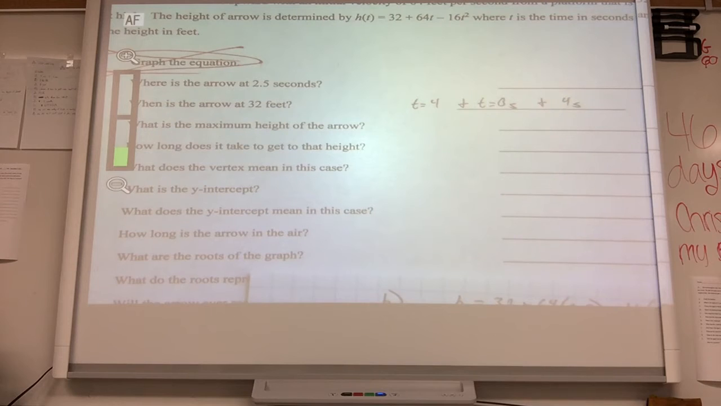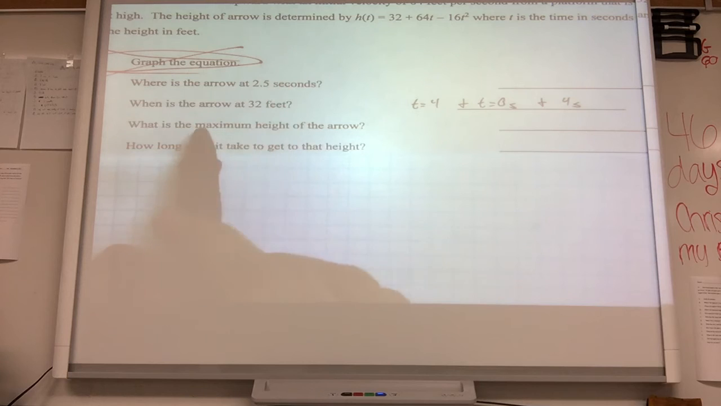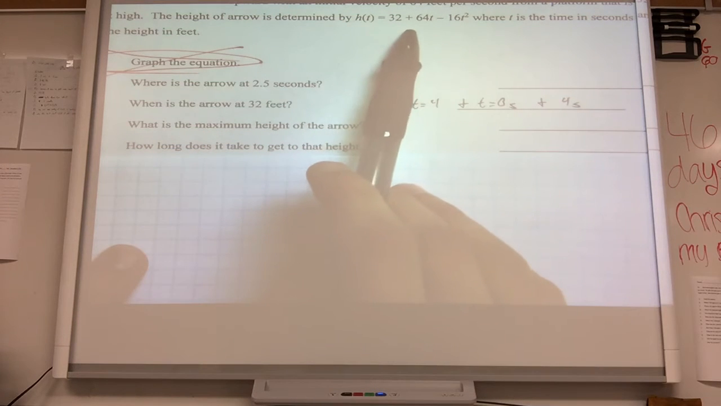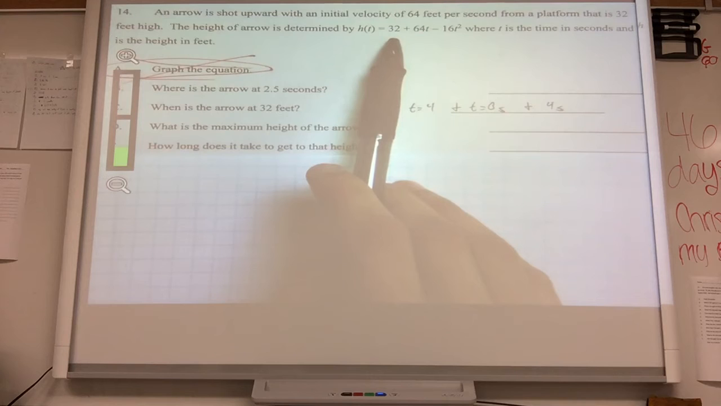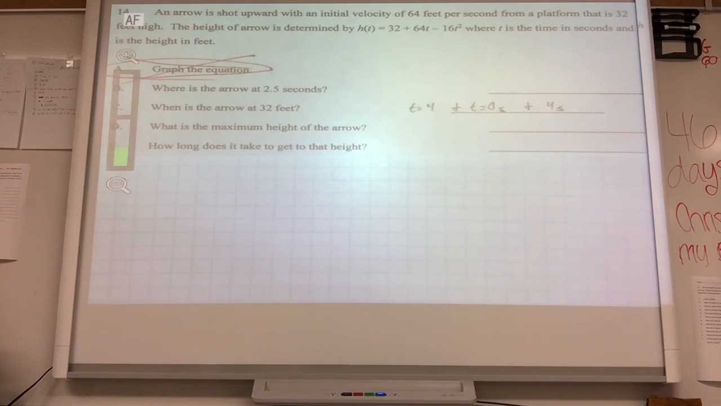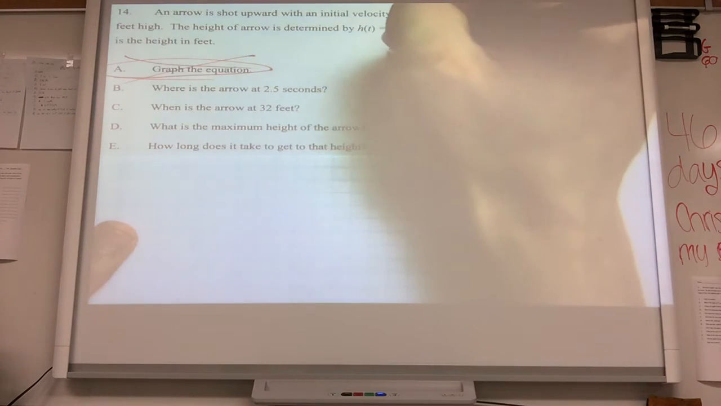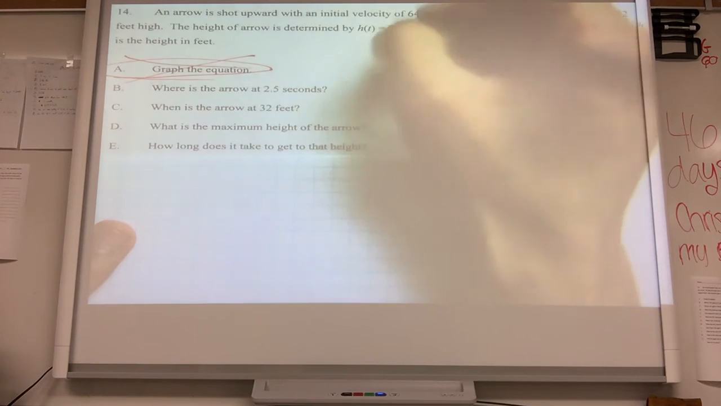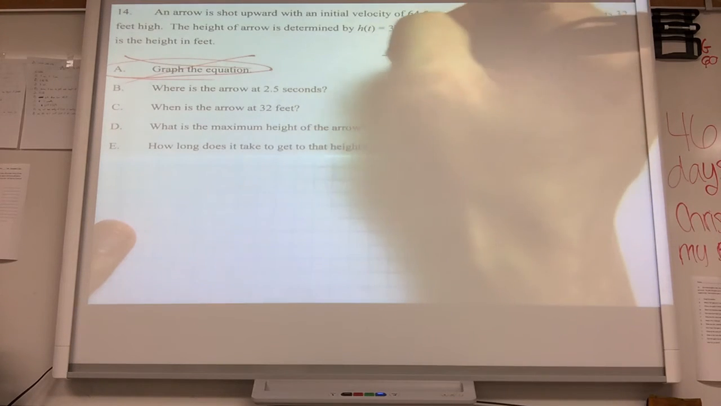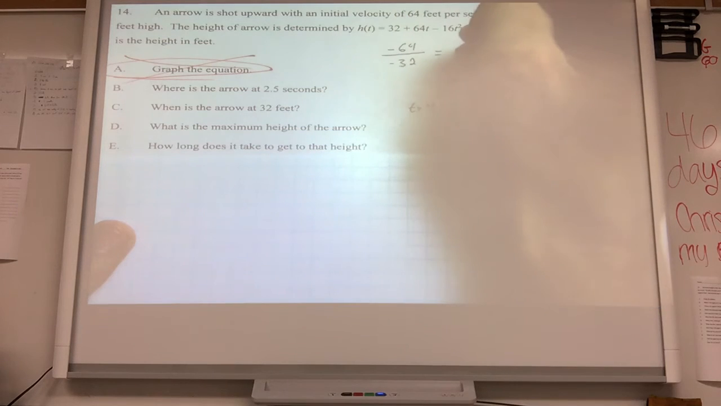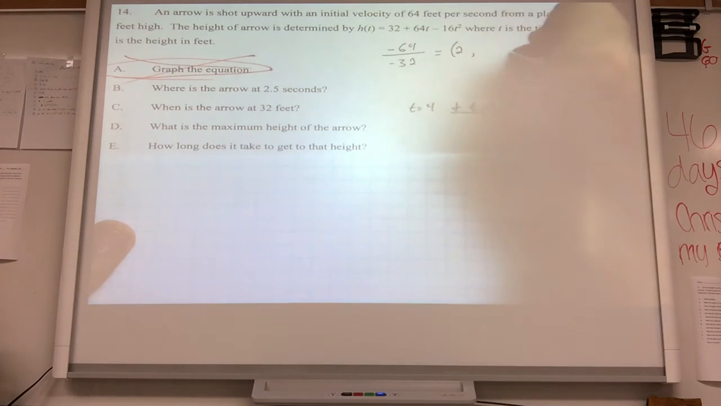What is the maximum height of the arrow? To find the maximum height, you're really interested in finding the vertex. So I'm going to go ahead and find the vertex to find the maximum height of the arrow. And I talked to you guys about doing negative b over 2a to find the x value of the vertex. So using this equation right here, negative b is negative 64 over 2a is 2 times negative 16, so that's negative 32. And that equals 2. And that gets me the x value of the vertex.